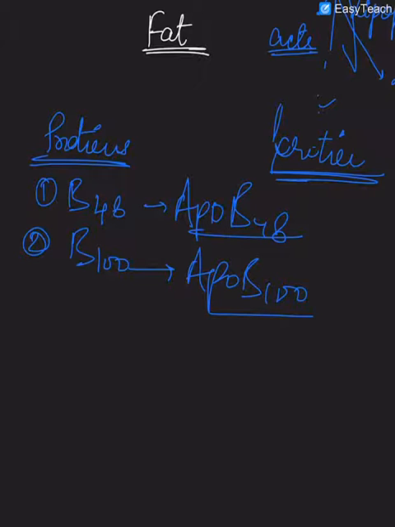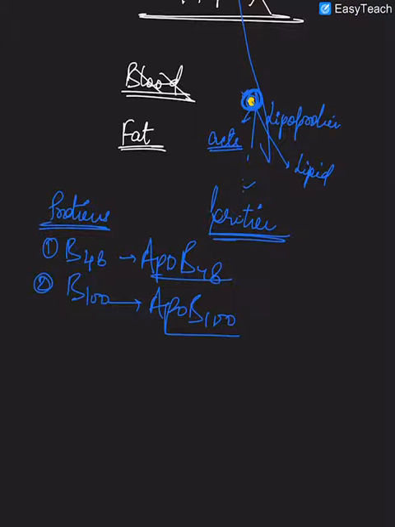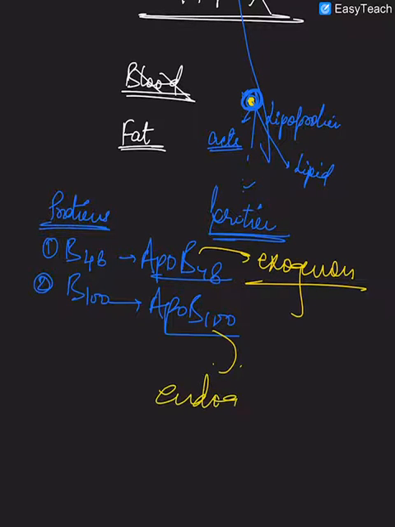You must know there are two types of fats in the body. This is for the exogenous fat, the fat from the outside, and this is for the endogenous fat, the fat from the inside of the body, the one that the liver produces. So till now the story is that you have fats covered by proteins, and they can travel in blood.